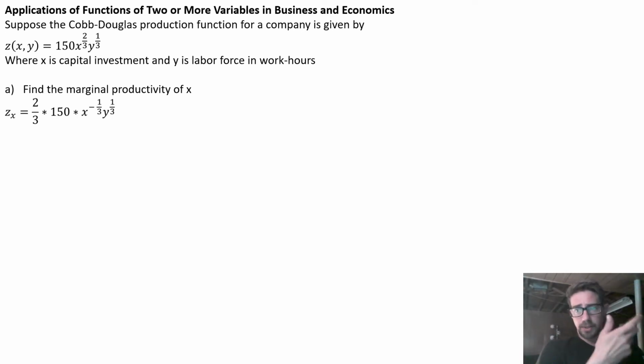y to the 1/3 is just a constant in this case, so it comes along for the ride. The 2/3 hops out front, times 150 times x. The exponent goes down to negative 1/3. That's a piece of cake compared to the kind of stuff we've been doing in this class. Let's clean it up a little bit. So let's write 100 x to the negative 1/3 times y to the 1/3.